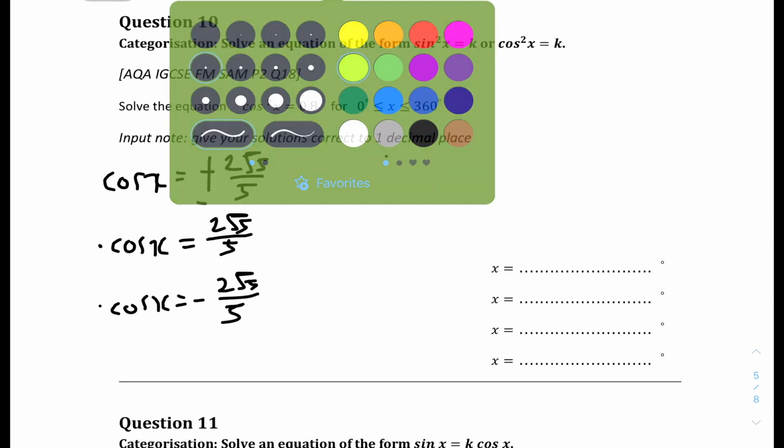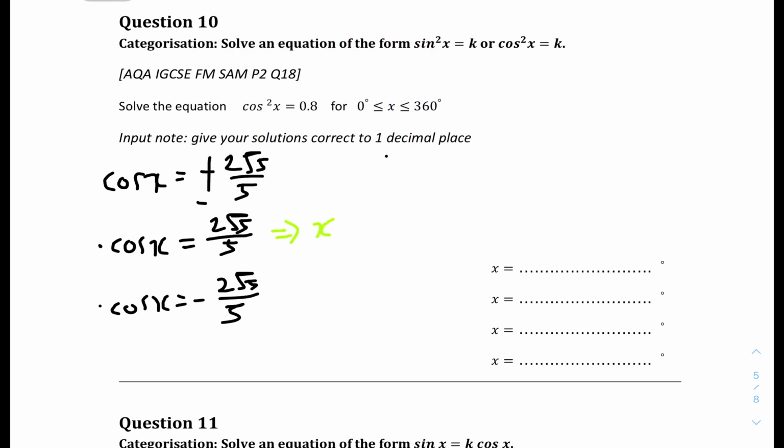It will be cos x equals 2 root 5 over 5, and cos x equals minus 2 root 5 over 5. So the first one will be much simpler: x equals cos inverse of 2 root 5 over 5, which gives you an answer of 26.6 degrees. And the second answer will come from doing 360 degrees minus the first answer, which is 333.4 degrees. And these are the first two answers.